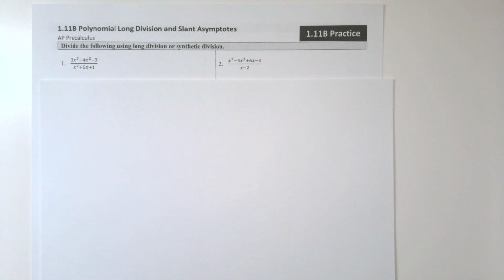Okay, welcome back. Today we're going to look at section 1.11b, which deals with polynomial long division and slant asymptotes. So yeah, let's get right into that. Let's look at number one.